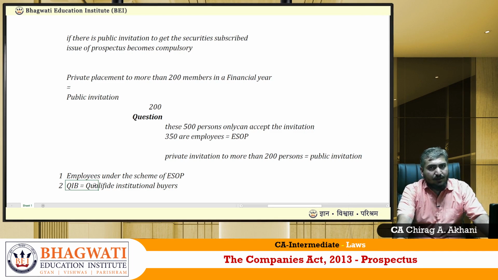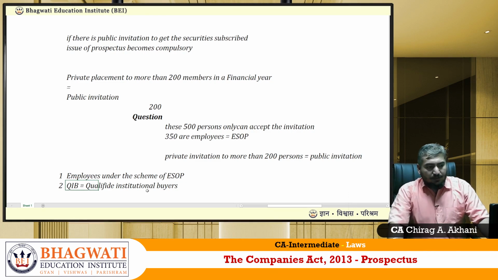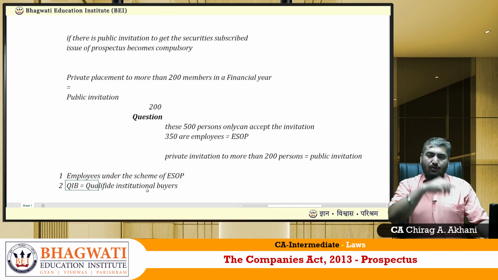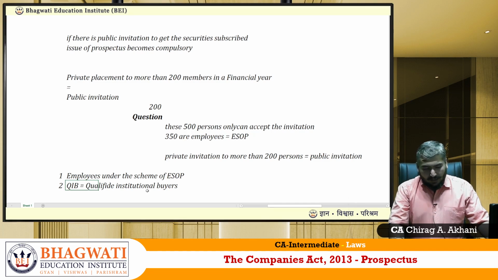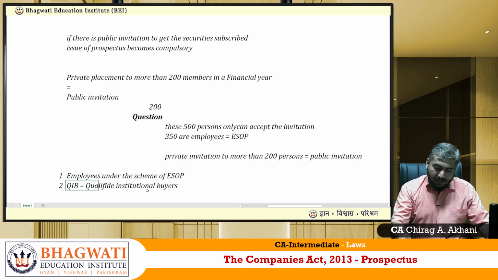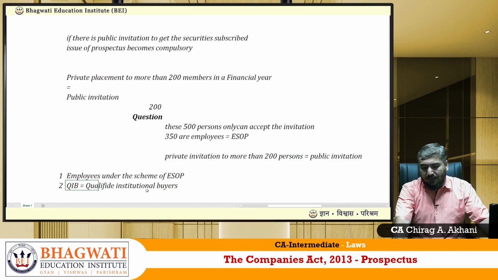For example, LIC. LIC is not going to buy just a few 1,000, 2,000 rupees of shares. Whenever an institution like LIC comes to play in the stock market, it buys thousands and thousands of crores of rupees of shares. And SEBI recognizes which organizations or parties can be considered as QIB or not. So wherever you are inviting those people who are designated as QIB by SEBI, then such people will also be excluded while counting 200. So that was the concept of public invitation.